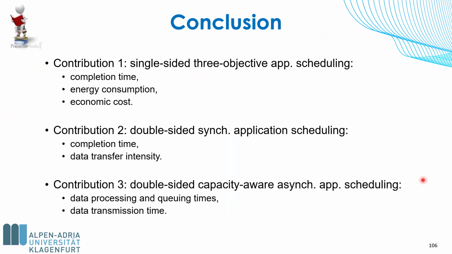For the first method, we had lower completion time, although with a trade-off between energy and cost. In the data element size scenario, we had a lower energy consumption, and in the other scenario, the CPU workload, we had a lower cost. In the other contribution, we had a lower completion time, and the data transfer intensity was lower than the two state-of-the-art methods. And contribution 2 focuses on double-sided capacity-aware asynchronous application scheduling, mainly targeting a lower data processing and queuing time, and in the data flow analysis scenario, lowering the data transmission time.